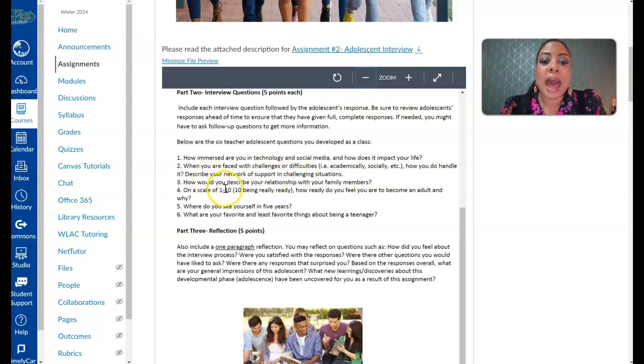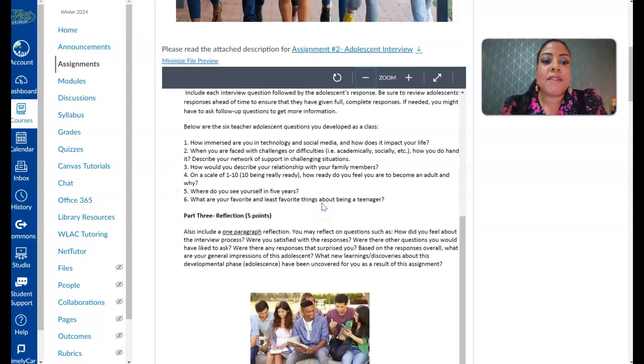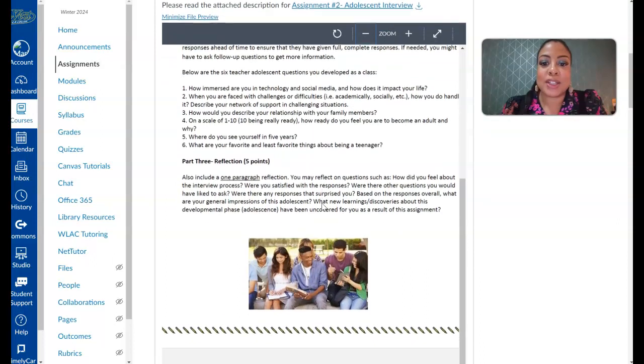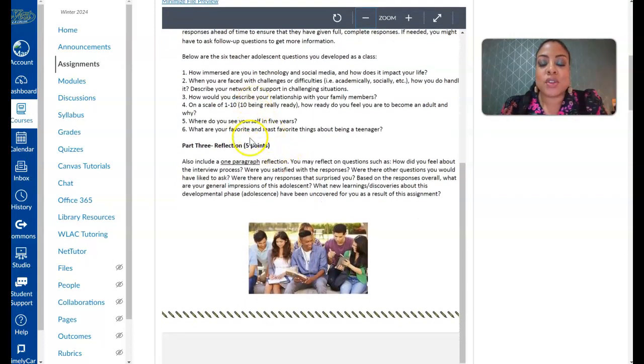Number 3, how would you describe your relationship with your family members? 4, on a scale of 1 to 10, 10 being really ready, how ready do you feel you are to become an adult and why? 5, where do you see yourself in 5 years? And 6, what are your favorite and least favorite things about being a teenager? So again, those are the 6 questions that you will ask. It should be in the format of question number 1, adolescent response number 1 in their own words. Question number 2, adolescent response to question number 2 in their own words.